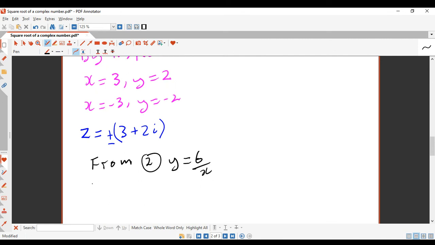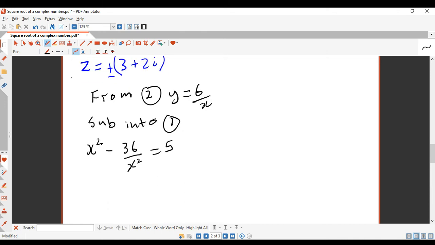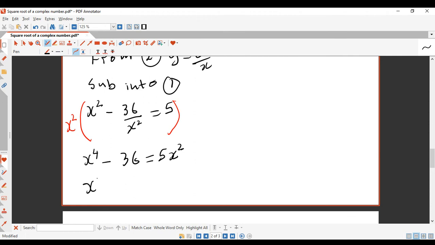So, sub into equation 1. So that would be x squared minus y squared. Now y squared will be 36 on x squared, equals 5. Then I'm going to multiply through by x squared to get rid of the fraction component. That's the whole purpose of multiplying through by x squared. That's going to give you x to the 4 minus 36 equals 5x squared. Then you're going to put everything to one side.